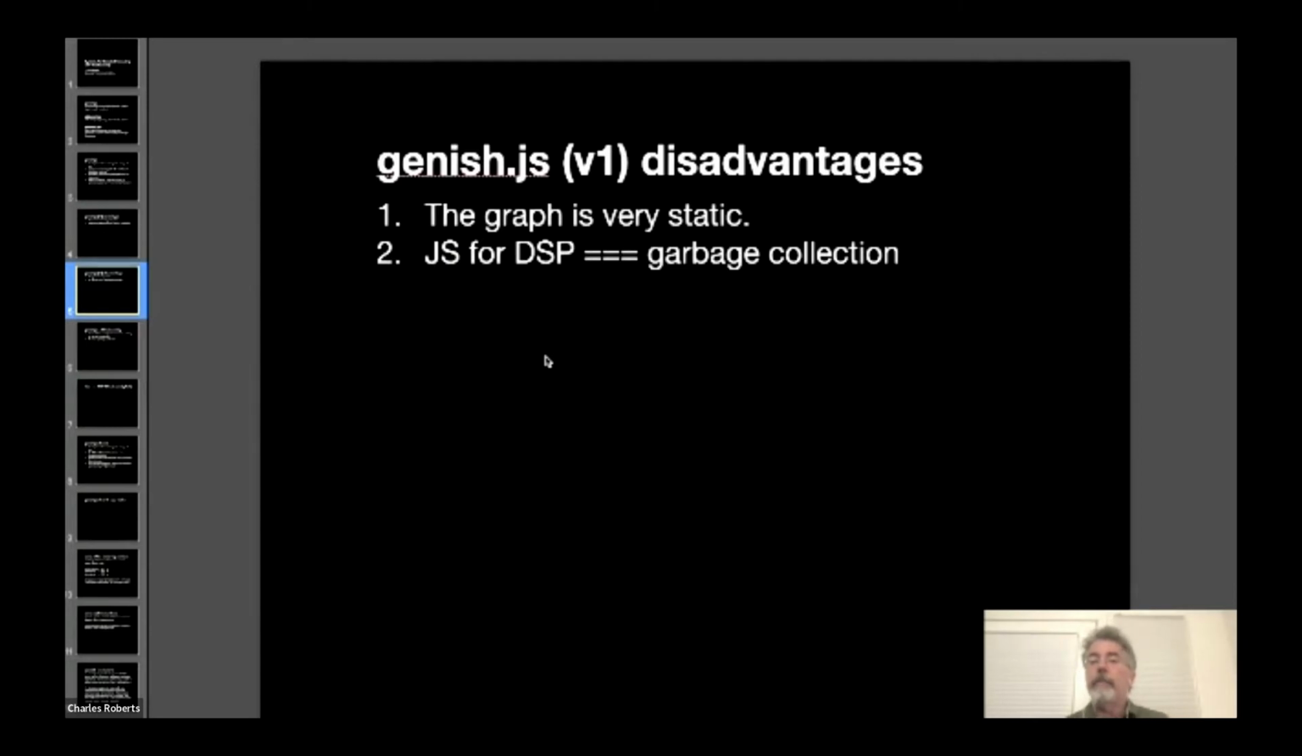Disadvantage is the graph is static. So I'm compiling everything into a single JavaScript function. And that means if I want to change the graph, I have to recompile that function, and then the JIT has to re-optimize the function. And in particular, the JIT optimization is something that can lead to audio dropouts if you're using a low buffer size for your audio callbacks.